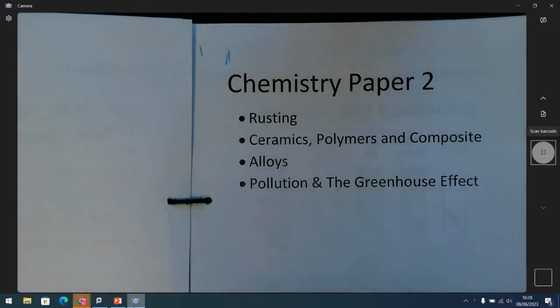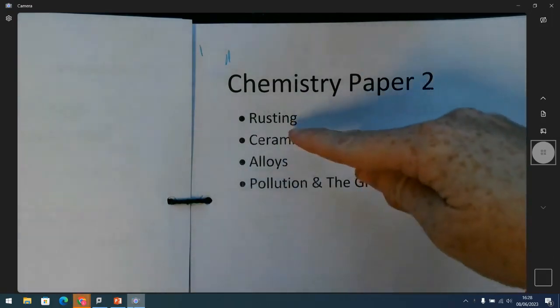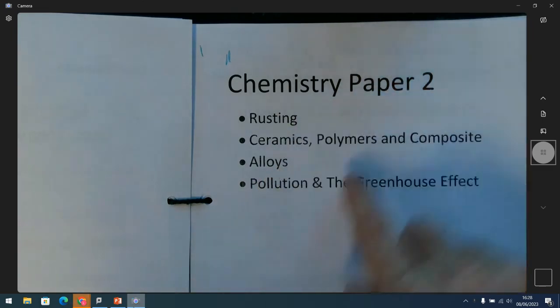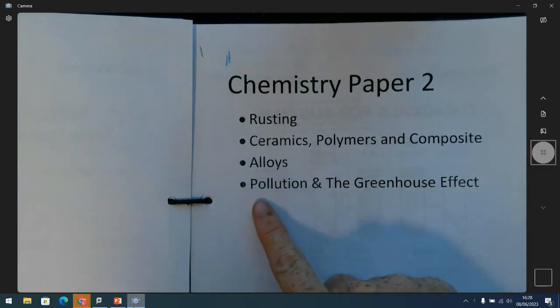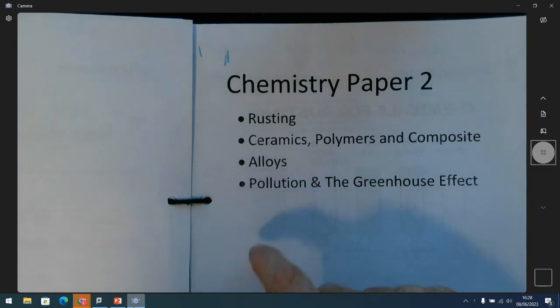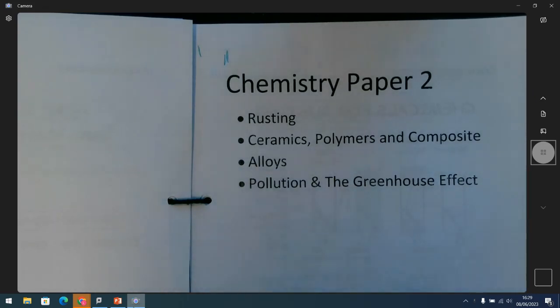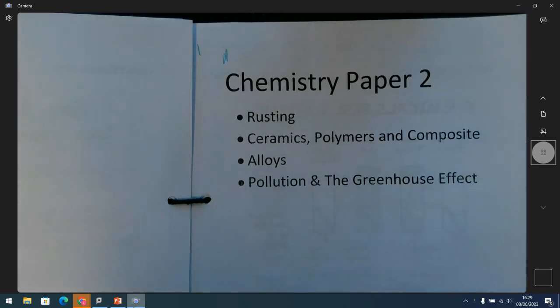Hi Year 11 and welcome back to part 2 of this video, which goes alongside the booklet as you can see here. In the other video we've looked at rusting, ceramics and polymers, composites and alloys. What we're now going to look at is pollution, air pollution in particular, and this idea of complete and incomplete combustion, and then how it can lead to things like the greenhouse effect, which can then have an impact on climate change and the impact that then has on the environment.